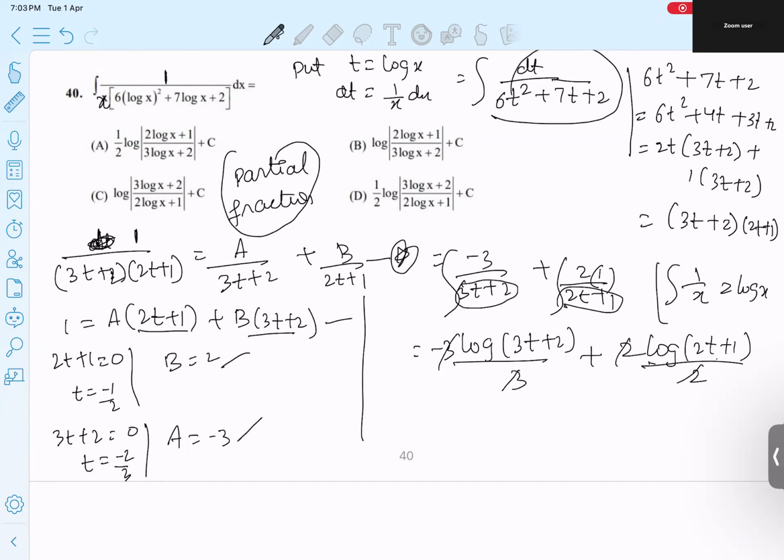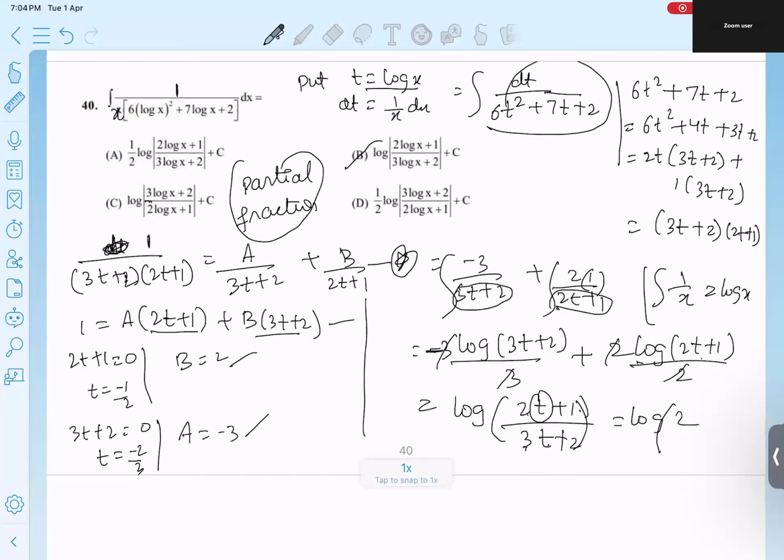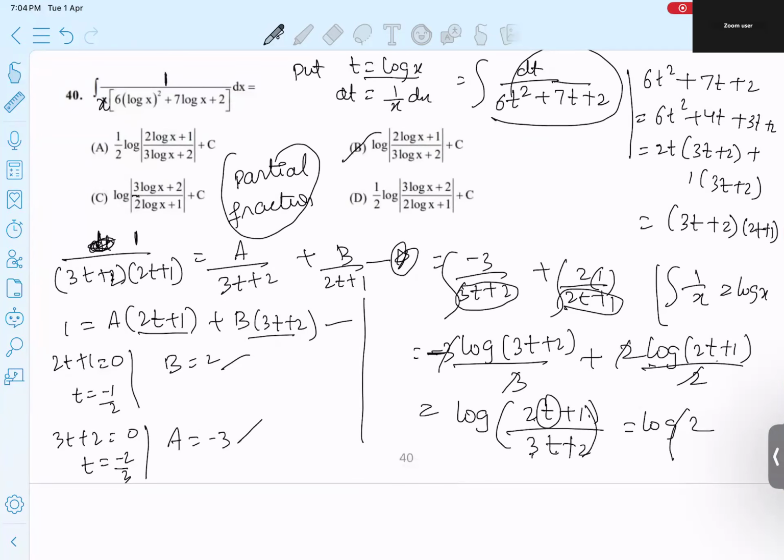This is looking like log m minus log n. Log m minus log n is log m by n. See students, we just have to substitute this t value. What is this t value? Log x. So the answer is 2 log x plus 1 divided by 3 log x plus 2. This is the option: 2t plus 1, 2 log x plus 1, 3 log x plus 2, students.